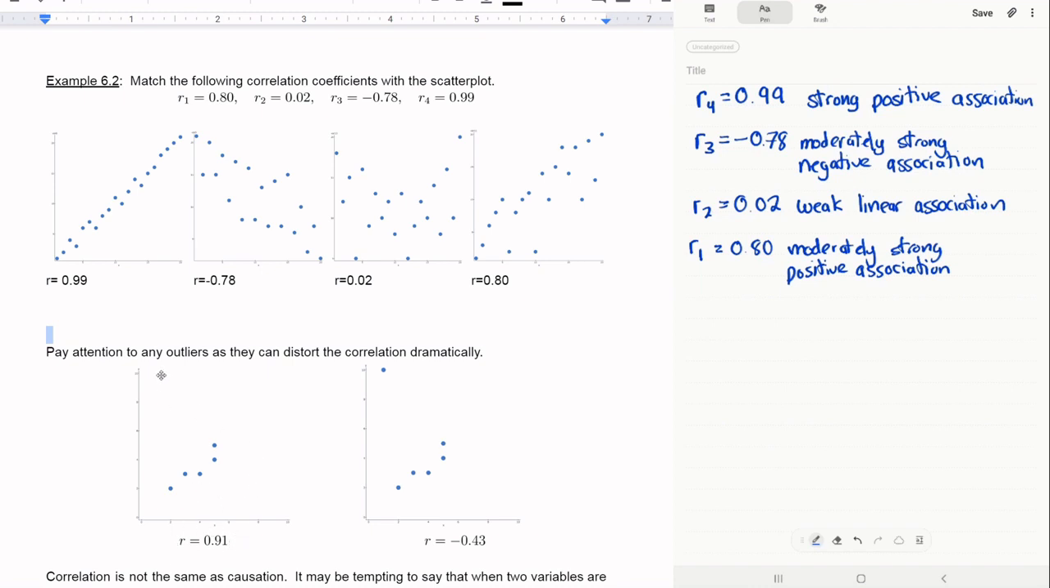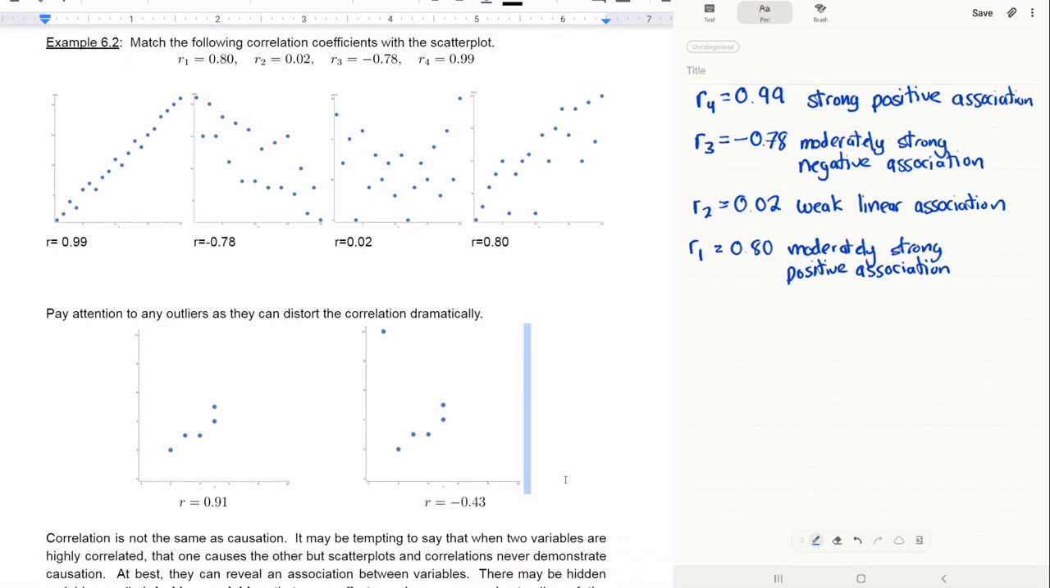Now, if we introduce an outlier to this set of data, so if we insert this data point here, then if we calculate the correlation coefficient, what we end up with is negative 0.43, which is a rather weak negative association. And so we want to make sure that we pay attention to any outliers because this can distort the correlation quite dramatically.